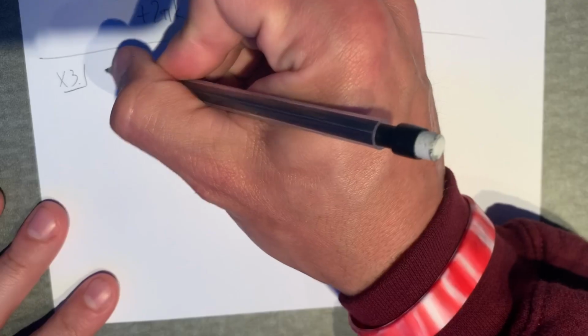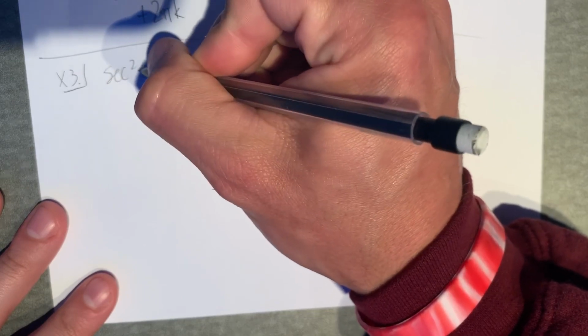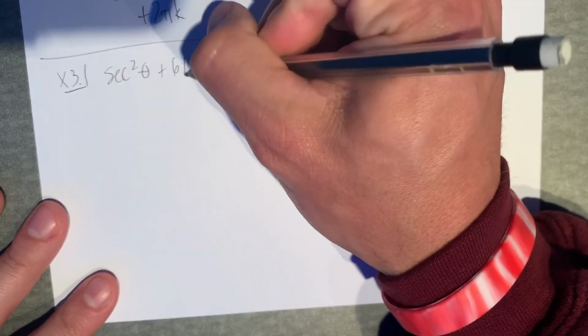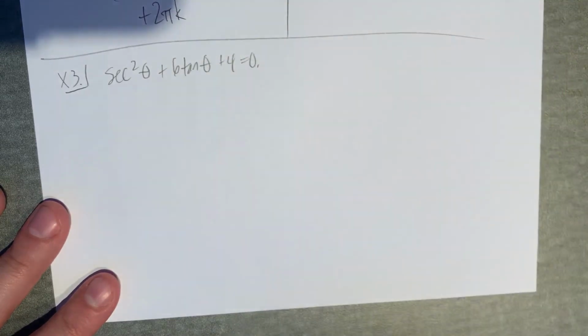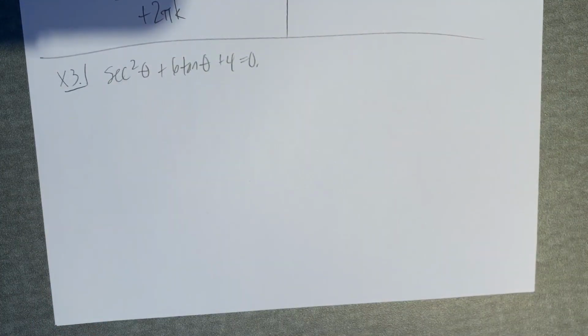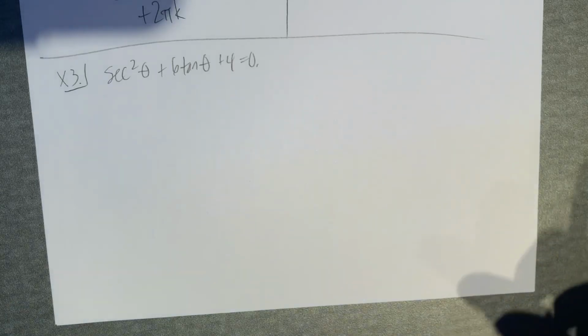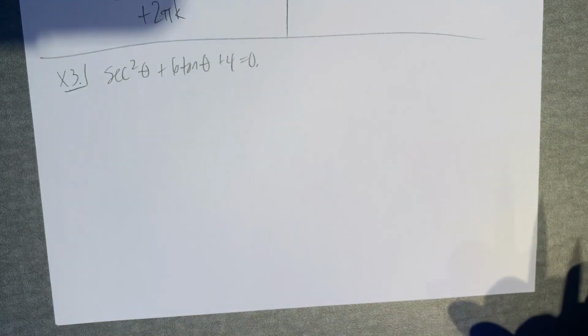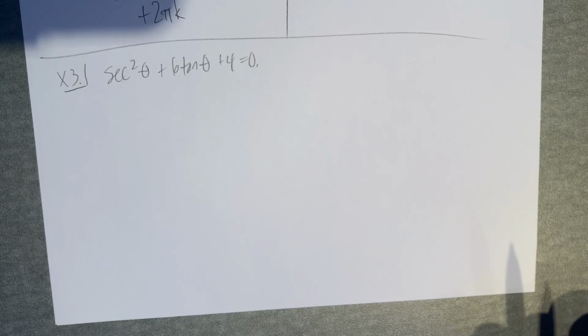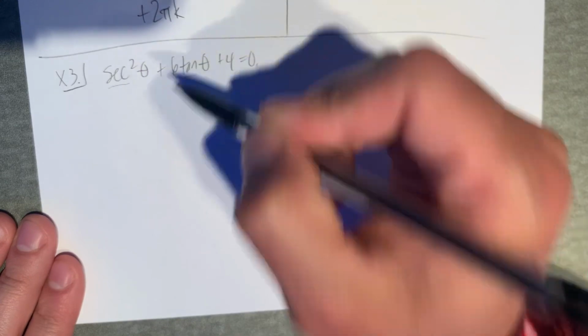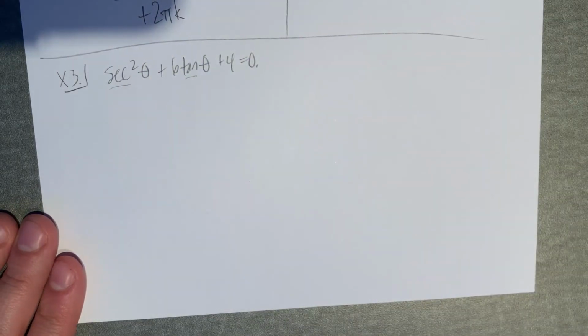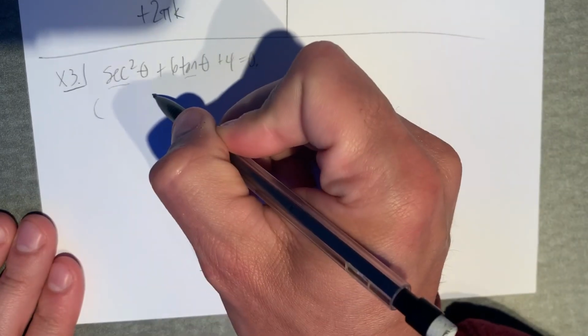Example 3, a little bit of a different question here. Secant squared theta plus 6 tan theta plus 4 is equal to 0. Now, learning target number 3 does say that I have to use an identity. That is an option that is on the table that we can use to figure out how to simplify this. And I notice that I have a secant squared and I have a tangent. There has to be an identity that relates the two.